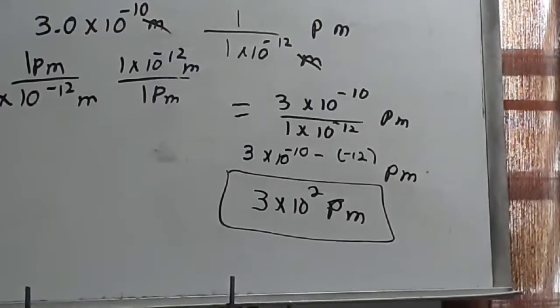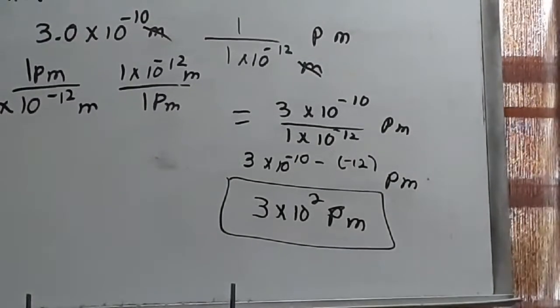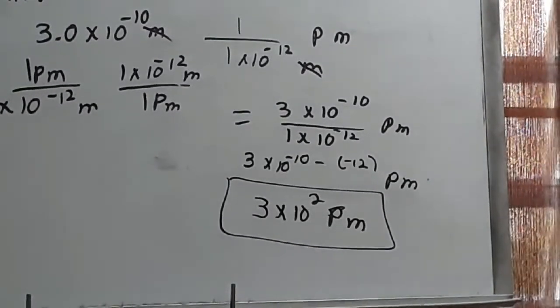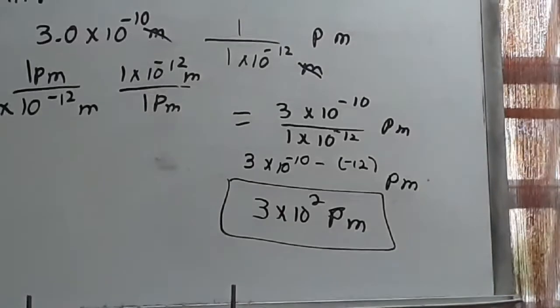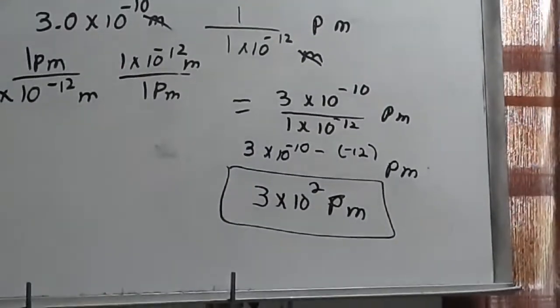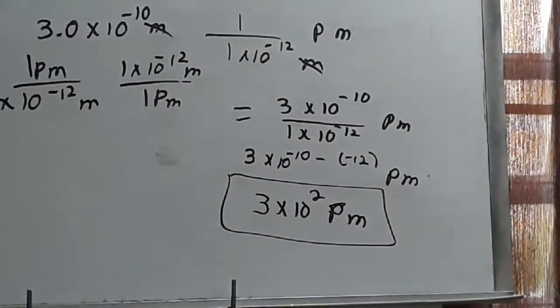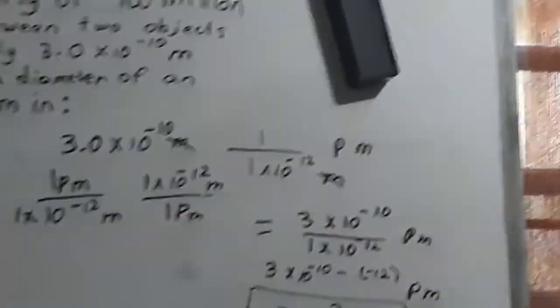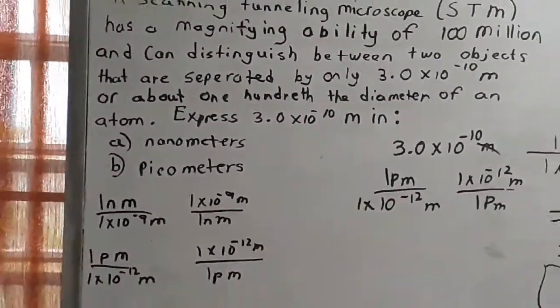Whenever I am dividing exponents with the same base, what I do is I subtract the exponents. So negative 10 minus negative 12 is actually positive 2. And my final answer is 3 times 10 to the power of 2 picometers. You can always pause and rewind the video.